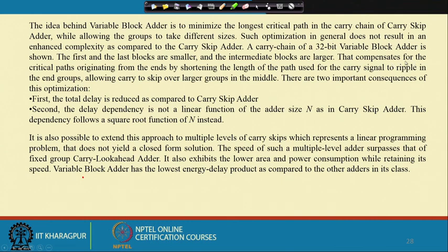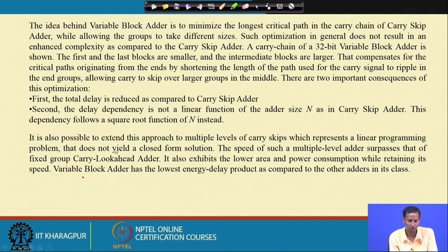That compensates for the critical paths originating from the ends by shortening the length of the path used for the carry signals to ripple in the end groups, allowing the carry to skip over larger groups in the middle. There are two important consequences of this optimization. The first is that the total delay is reduced as compared to the carry skip adder, and the second is that the delay dependency is not a linear function of adder size n as in the carry skip adder. This dependency follows a square root function of n instead.